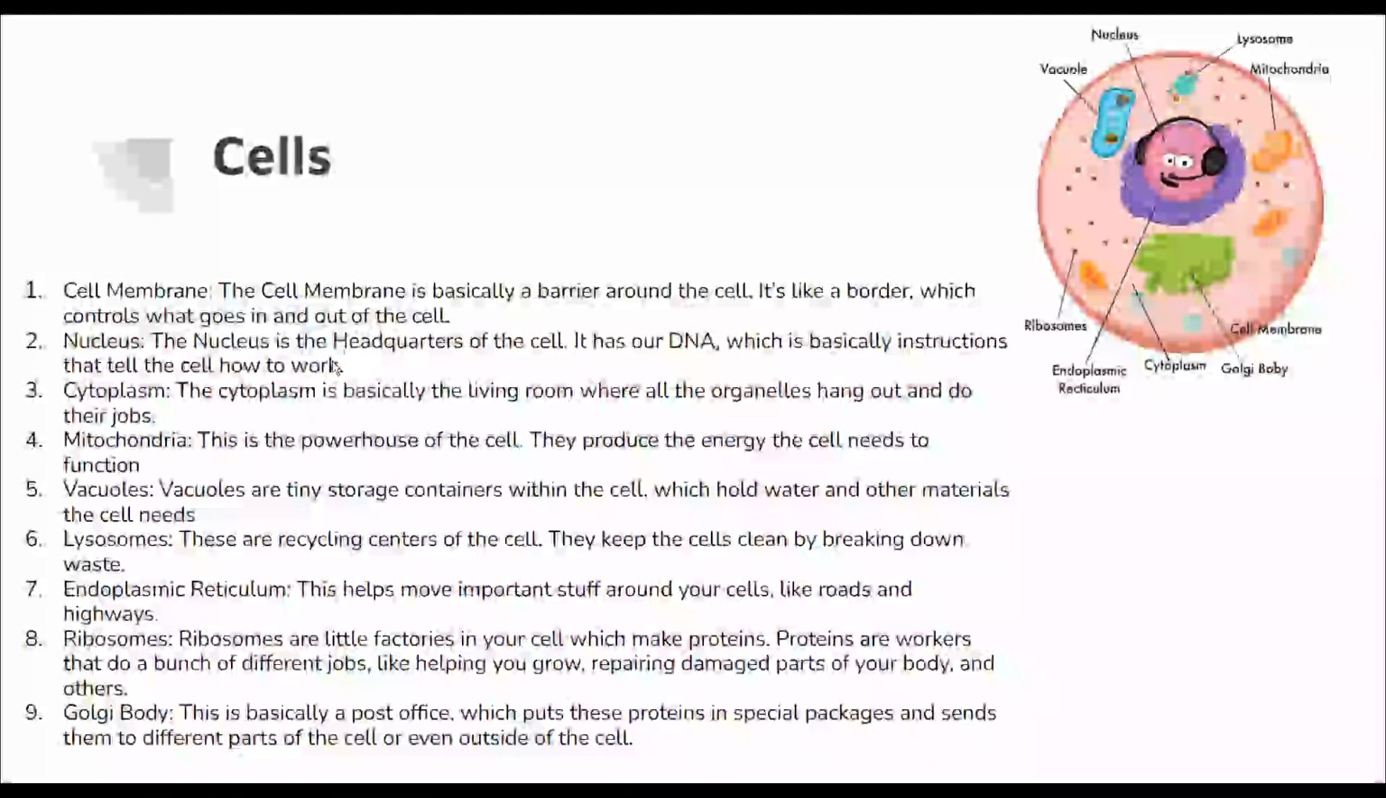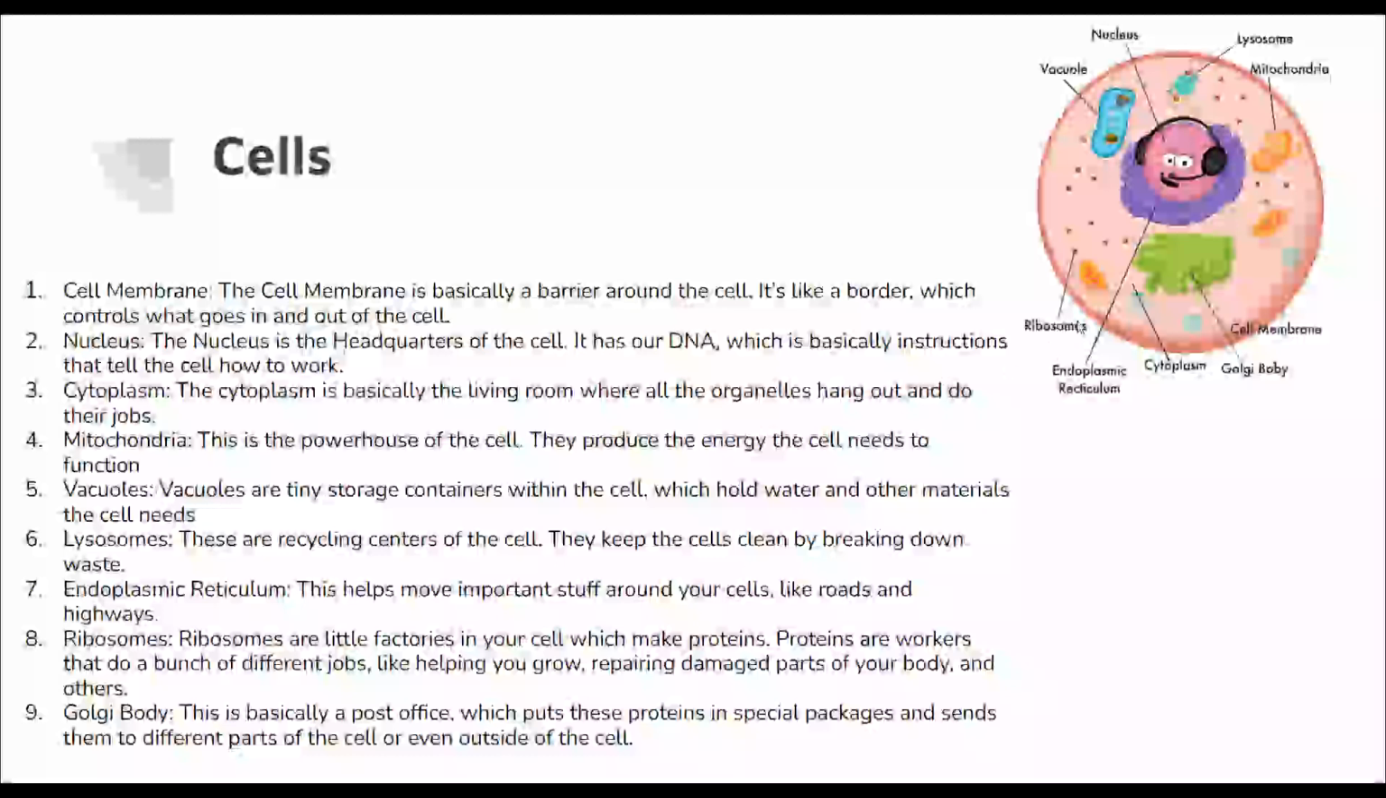Next, we have the cytoplasm. This whole area, basically the majority of the cell, is the cytoplasm. And that's basically the living room where all the organelles hang out, float around, and do their jobs. The next one, you'll probably hear this very often as you grow older, is the mitochondria, which is the powerhouse of the cell. Right here, this is the mitochondria, and this produces the energy the cell needs to function.